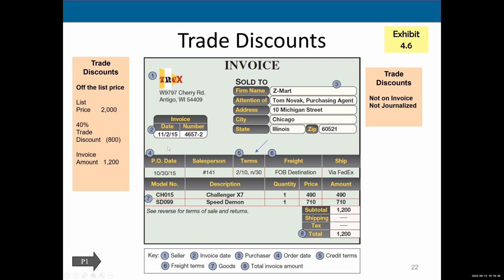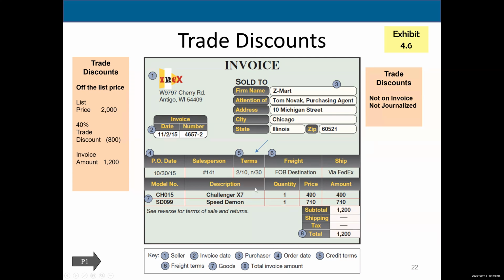Well, what's 10 days from November 2nd? Well, 2 plus 10, that would be 12. So we have to pay this invoice by November 12th to take the 2% off. But if we do, we don't have to pay the full amount. We can take the discount.